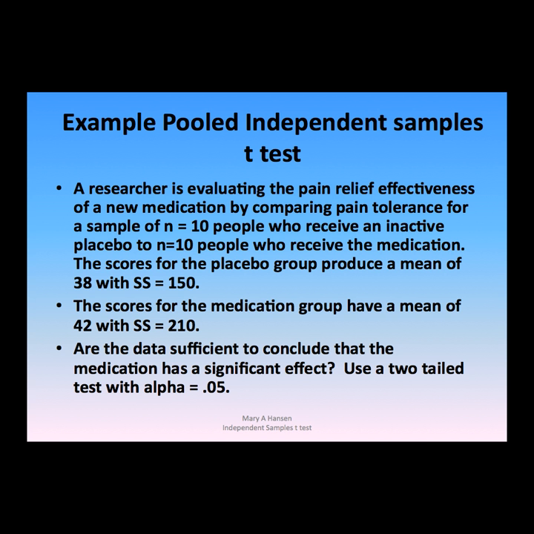Again, it is important to pay attention to the notation of problems. In this particular problem, we are given the sum of squares, which is the numerator of the variance formula. Are the data sufficient to conclude that the medication has a significant effect? Use a two-tailed test with alpha equals 0.05.